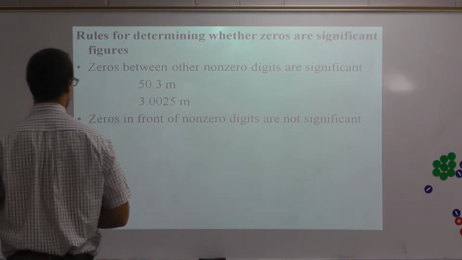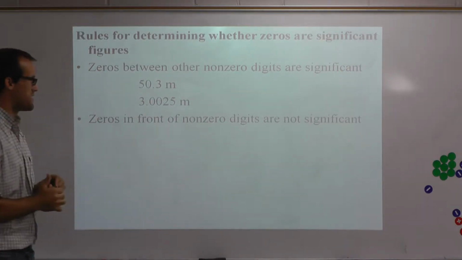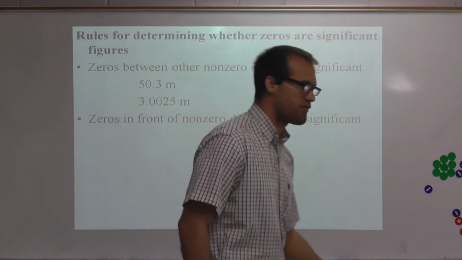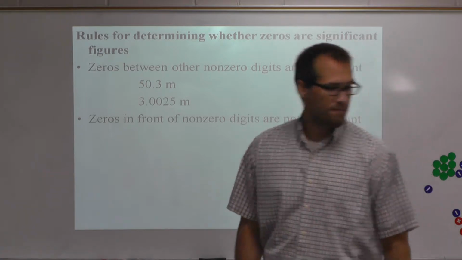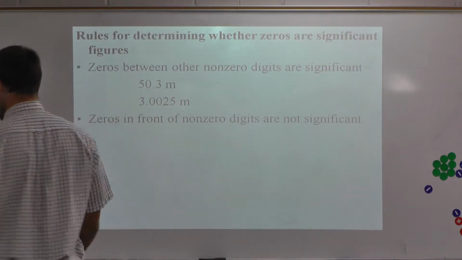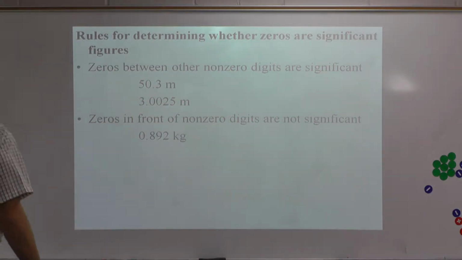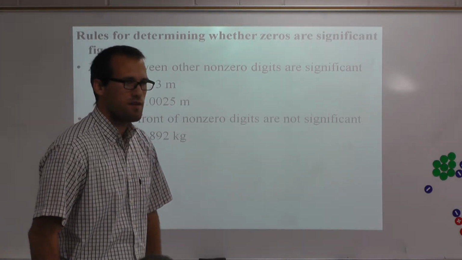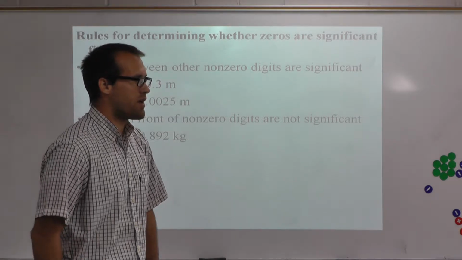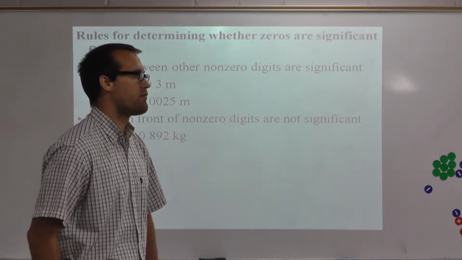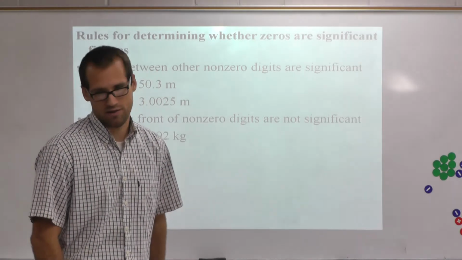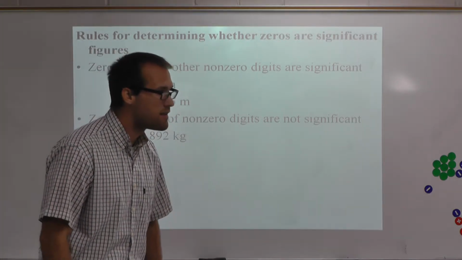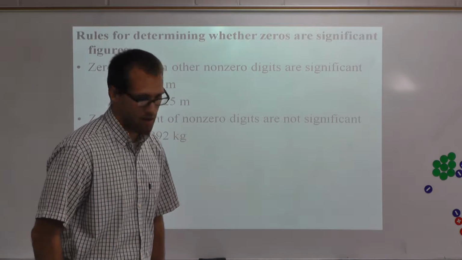This one, zeros in front of non-zero digits are not significant. So the question is, what does the context of in front of mean? How do we normally read numbers? From left to right. So if we're talking about in front, we're going to talk about reading it from left to right. So the first numbers that you see reading left to right would be the front. Does that make sense?